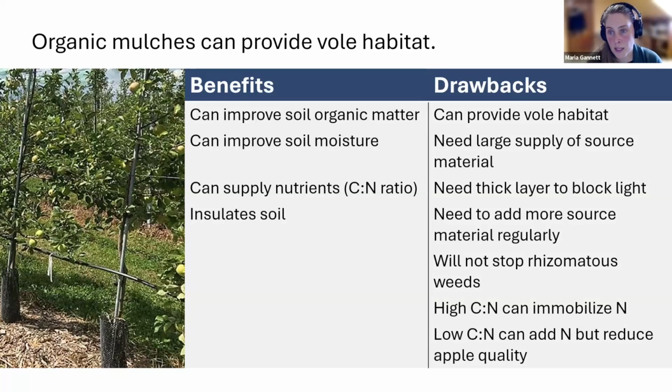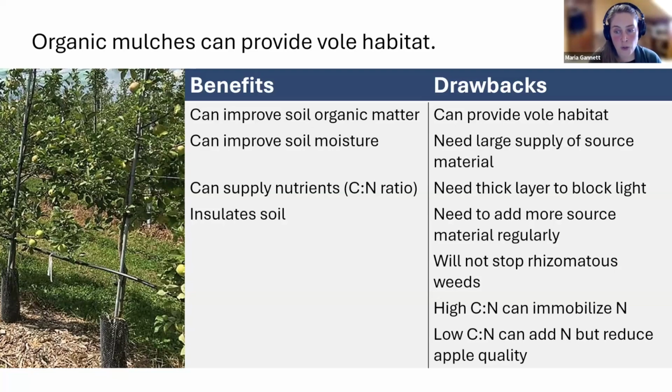However, some people have found that they can provide a really good vole habitat. So some people who've used this in the past have seen extra vole damage. You need to have a large supply of your organic material, and that's because you need to have a very thick layer to sufficiently block light from reaching the soil surface so that weed seeds don't germinate. But that mulch material is going to be degraded over time, which is what is improving your soil organic matter. But since it's being degraded, you have to add more regularly. So you need to have a good supply of that source material.